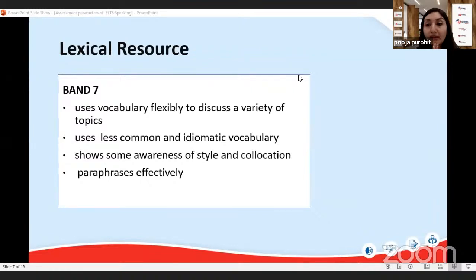Now, when I talk about paraphrasing, let me give you a very simple example. Say, for instance, the examiner asks you, do you think people should play games? Or do you think everyone should play games? So my answer would be, in my opinion, it's vital for everyone to indulge in any sort of sport for them to lead a healthy and balanced life.